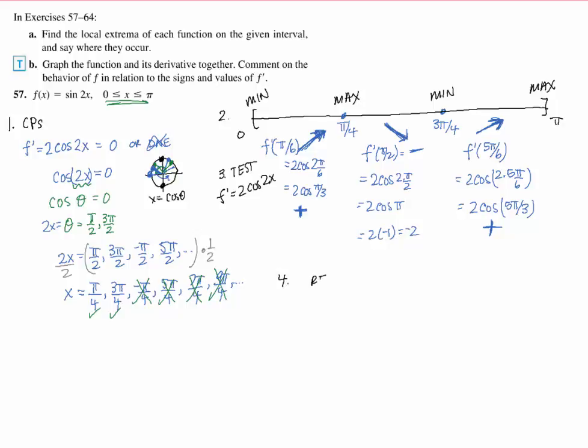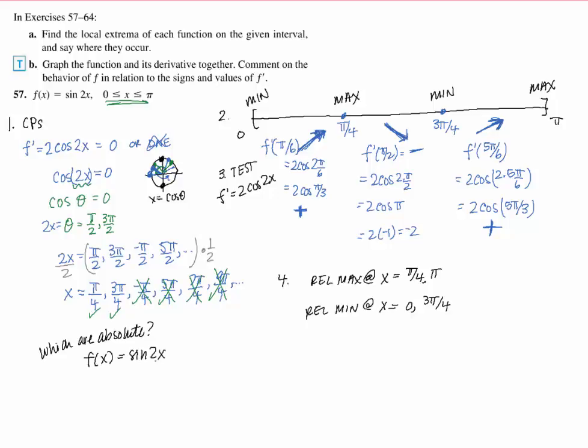So now you have a bunch of relative maximums. Those are happening when x equals pi over 4 and pi. And we have some relative minimums at x equals 0 and 3 pi over 4. But in order to determine which one is absolute, we have to evaluate the original function at these points. So that means we take f of x, which is the sine of 2x, and plug in these values to determine which one is largest.